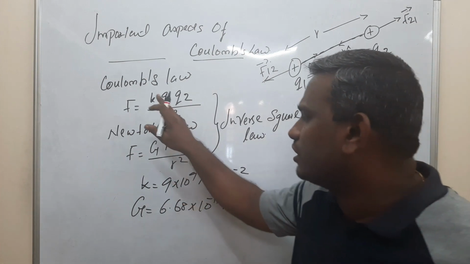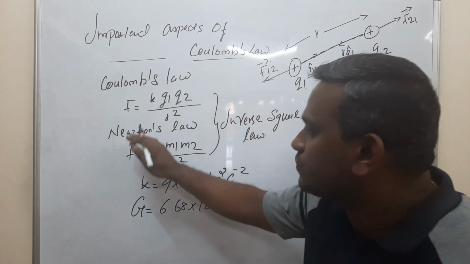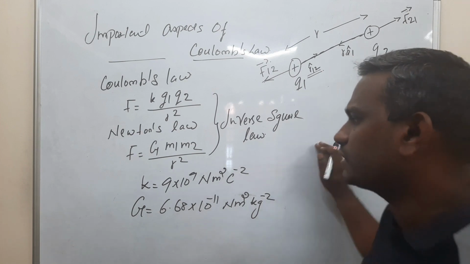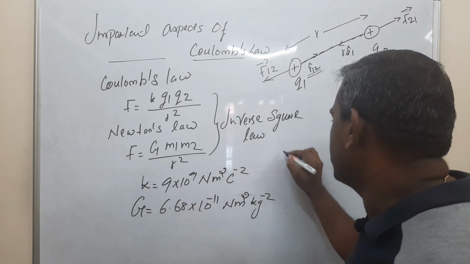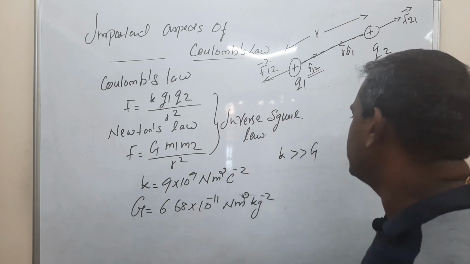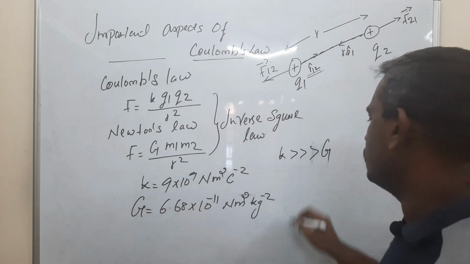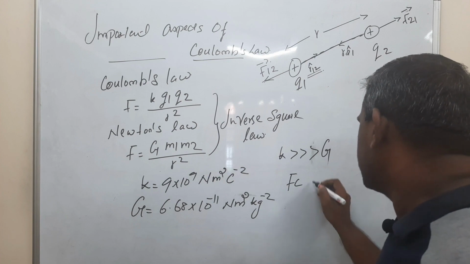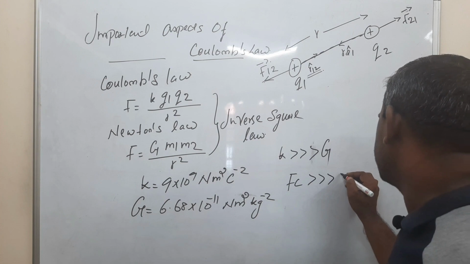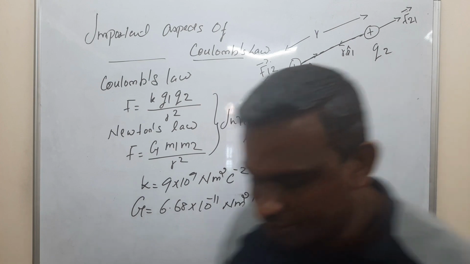Both constants appear in the numerator, in the multiplication, right? So Coulomb's force is much greater than what? Gravitational force. K is much greater than G. So Coulomb's force Fc is much greater than Newton's force. That is the conclusion, that is the difference.